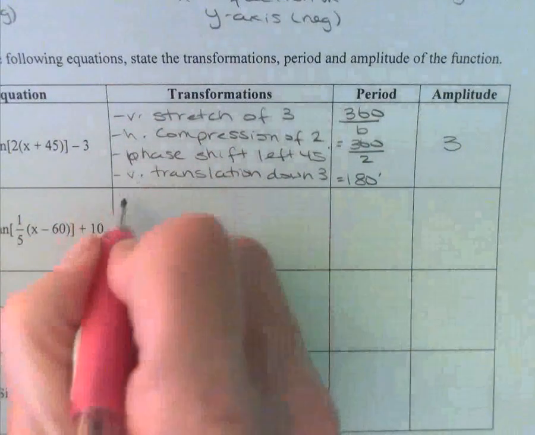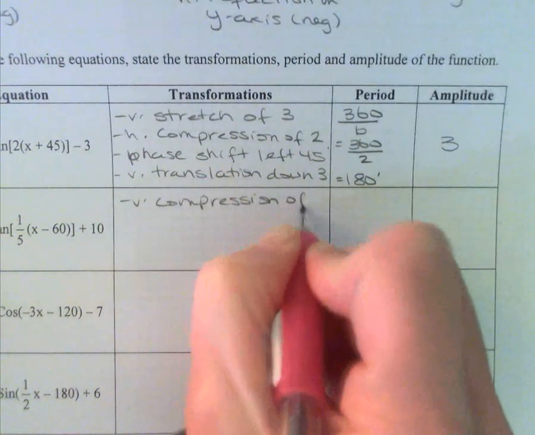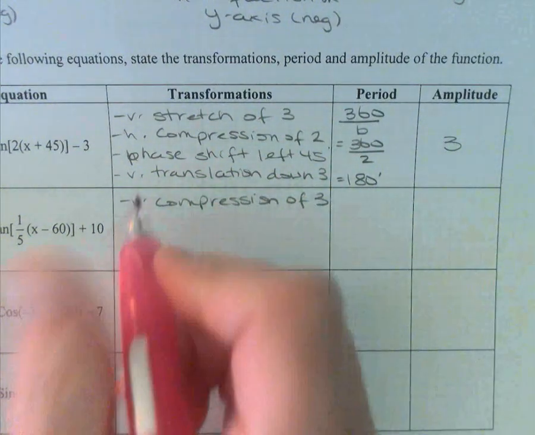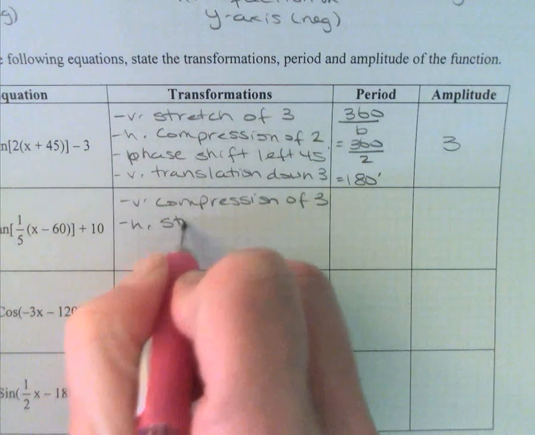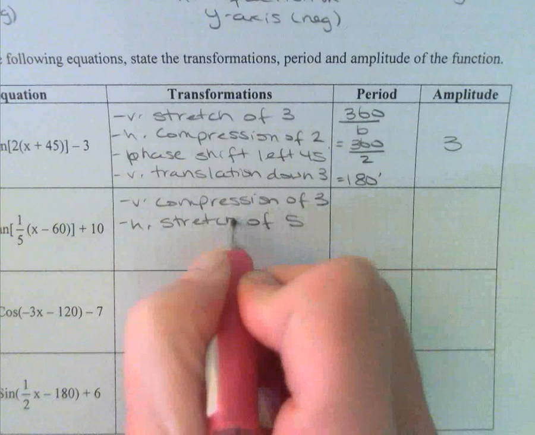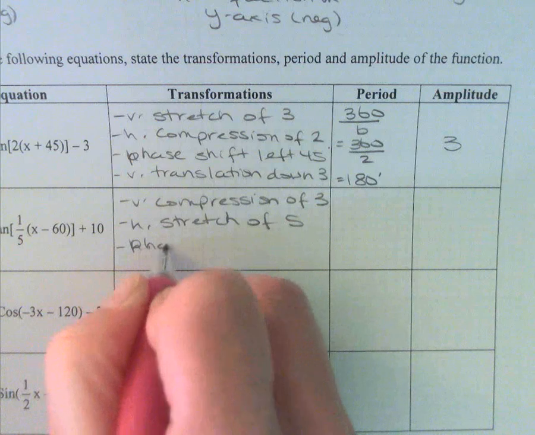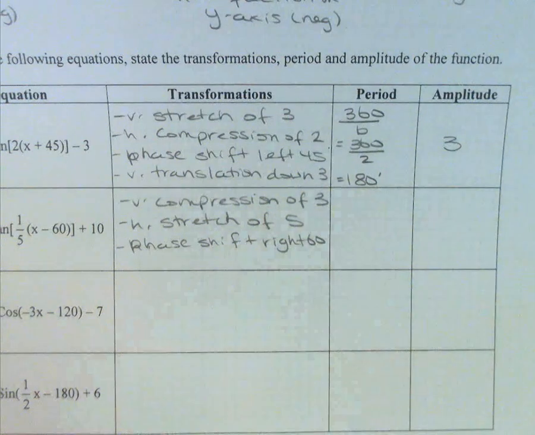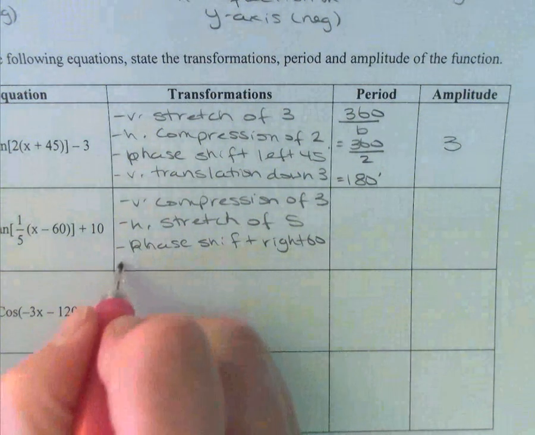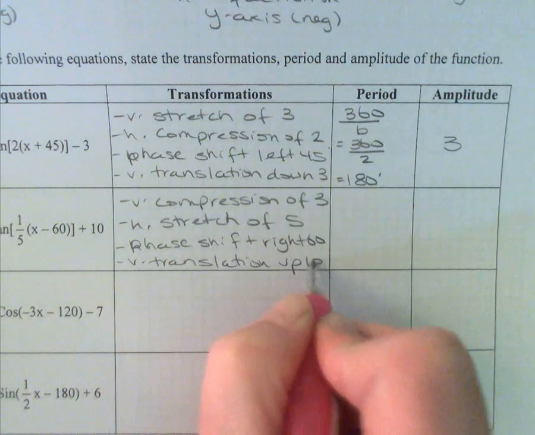Let's look at this one. This will be a vertical compression of 3. I have 1/5 in here, which means I'm actually going to stretch it. Remember, brackets lie. So I'm going to have a horizontal stretch of 5. Bracket still lying. I'm going to have a phase shift right 60. And I'm going to have a vertical translation up 10.